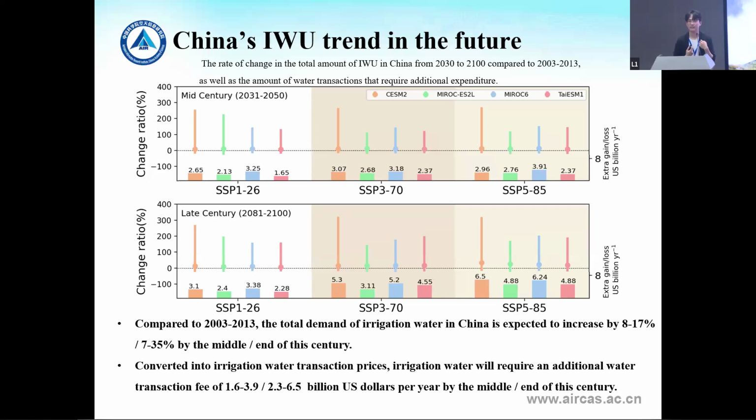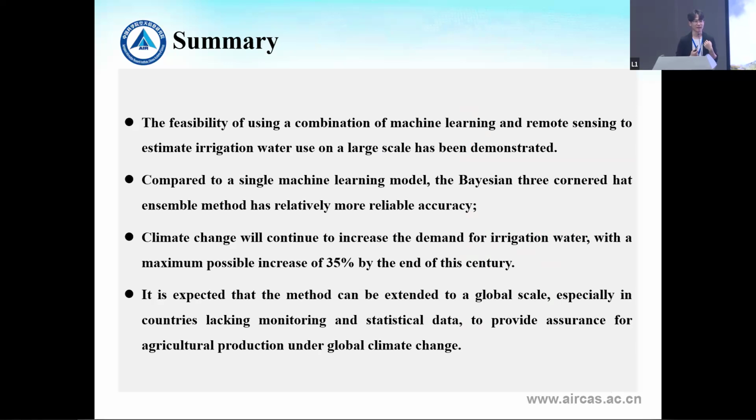If we convert this into the irrigation water transaction price, it will require an additional water transaction fee of $2.3 to $6.5 billion per year at the end of this century. Collectively, in this work, the feasibility of using machine learning and remote sensing to estimate irrigation has been demonstrated. In the future, climate change will continue to increase the demand for irrigation, with a maximum possible increase of 35% by the end of this century.